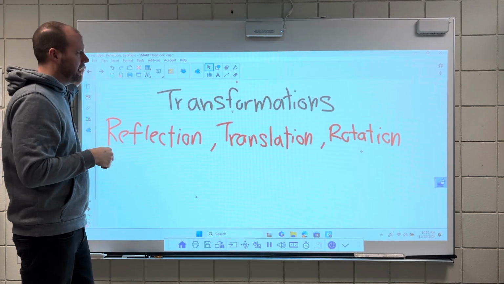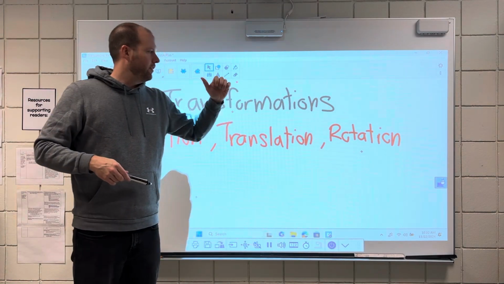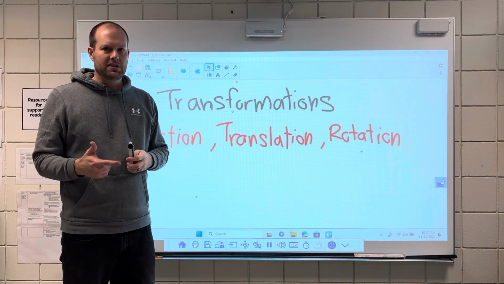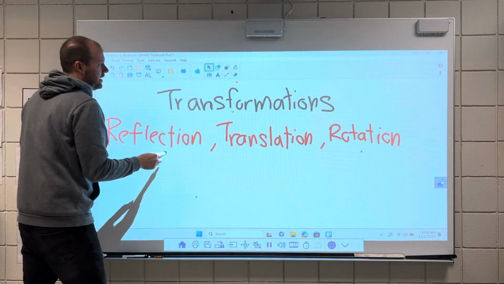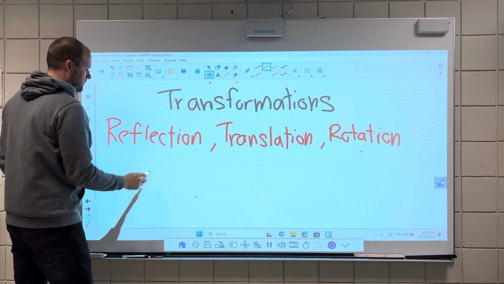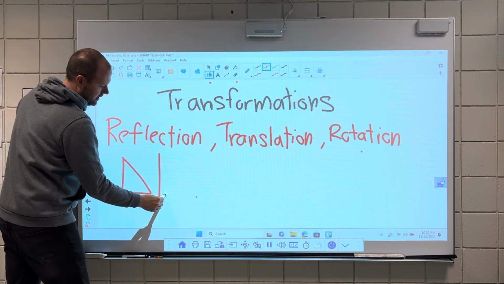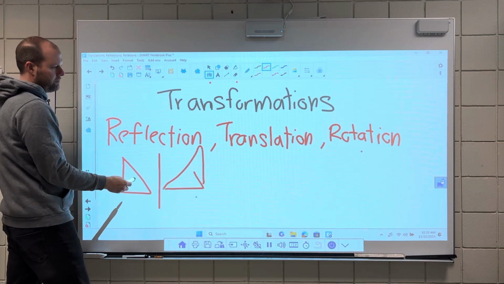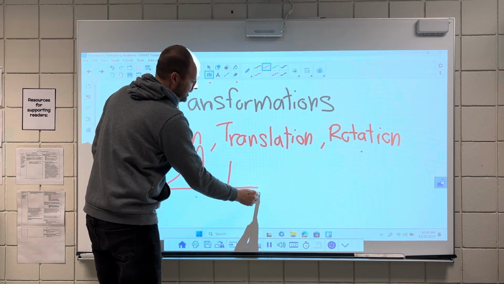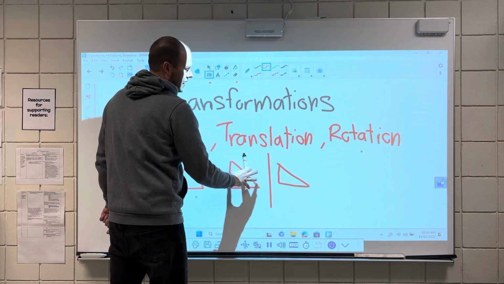So again, we have three terms: reflection, rotation, translation. Those are going to be the ones that they're going to see on the MCAs or on the MAP test. Reflection is when they take a shape. There's your line of symmetry, and it's going to look the opposite. Okay? A translation is where they take a shape. Here's the line of symmetry, and they're just moving it from one spot.